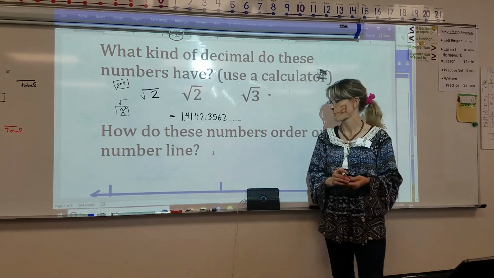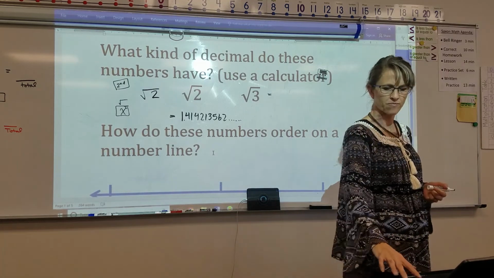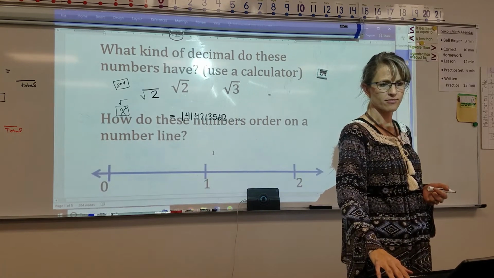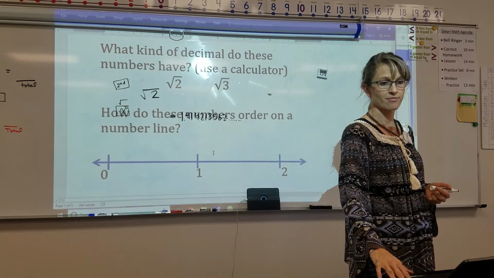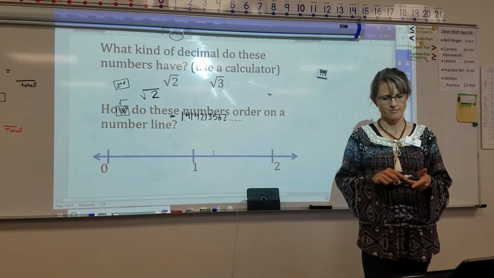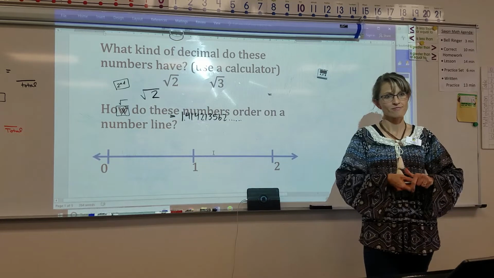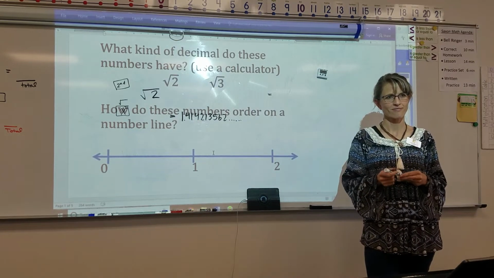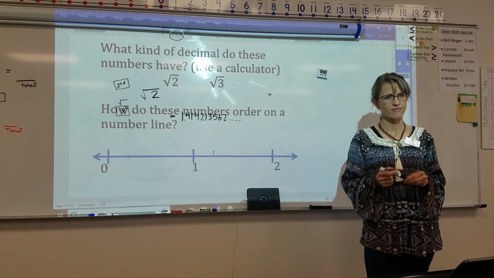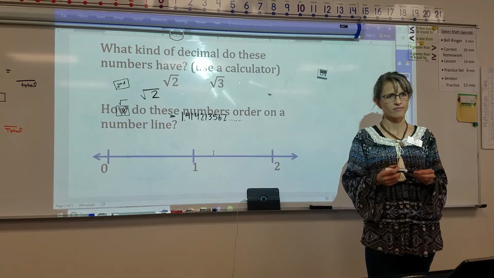A way that I found helpful to see if it terminates or not by using the calculator is write that number down and then hit the times button and then put the exact same thing in, and then if you get the same number that you started with before you square rooted it, then it stops there.